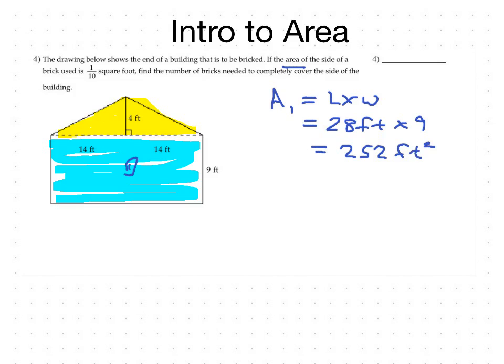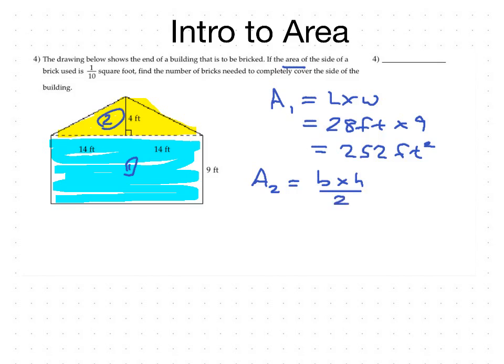Now the area of the top, whether you do it as 2 individual triangles or 1 large triangle and add them together, it doesn't matter. But you do need to know the formula for the area of a triangle, which is the base of the triangle times the height of the triangle divided by 2.